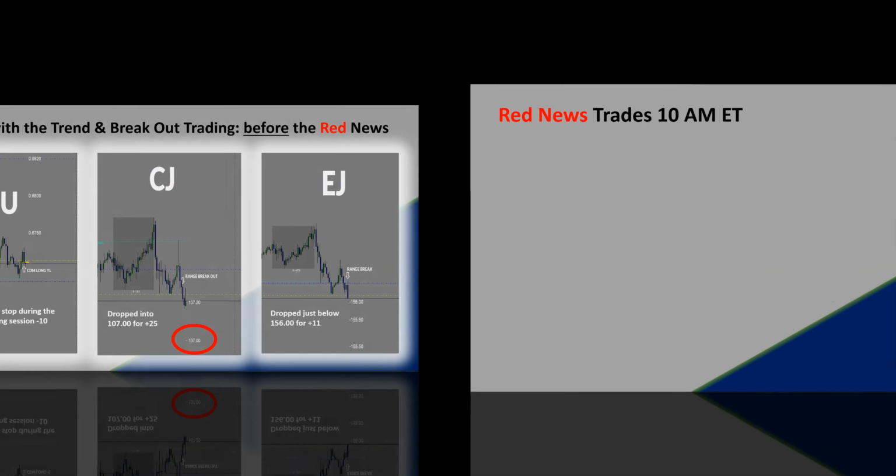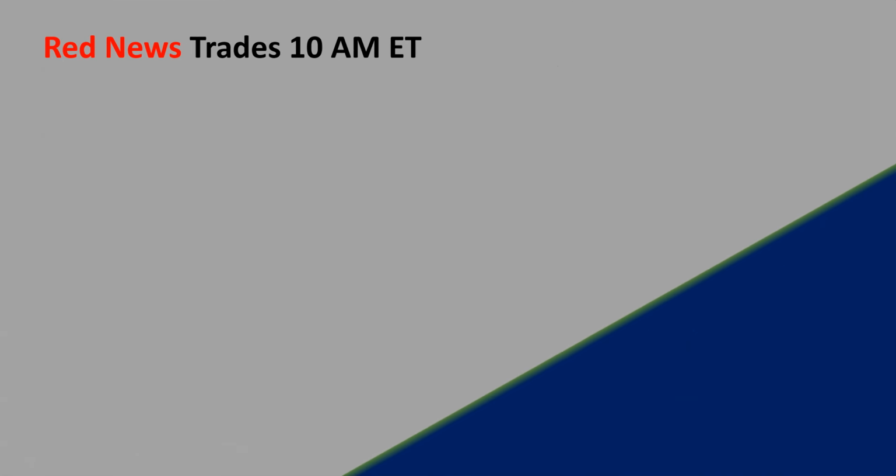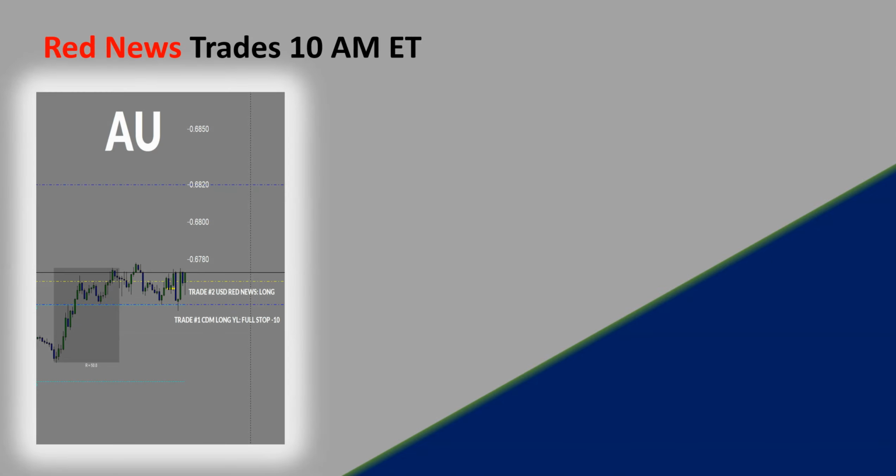And then at 10 a.m., as I mentioned, we had a red news event, and it was CB consumer confidence. Usually isn't a big mover, but you can use the red news to get positioned, especially in trending moves. So here was the AU from earlier. This was the trade that I lost on. You can see how price came down. This was the time of the news.